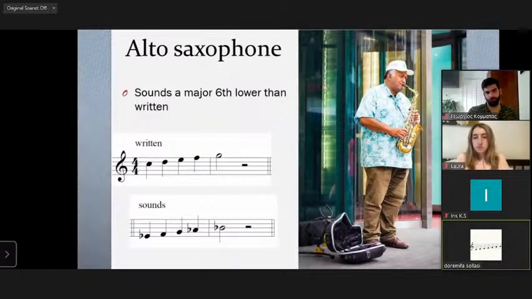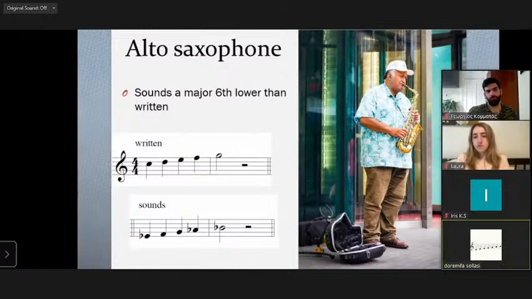This is the alto saxophone. Here, I selected this picture so you can see the size of the instrument, because some people confuse the alto saxophone with the tenor saxophone. In appearance, they are similar, but the alto saxophone is a little bit smaller. Look at the size of the instrument, and then we'll see the tenor, and you'll see that it is a little bit larger.